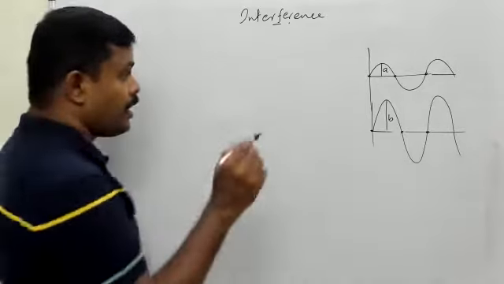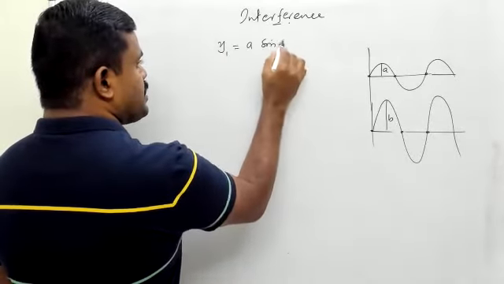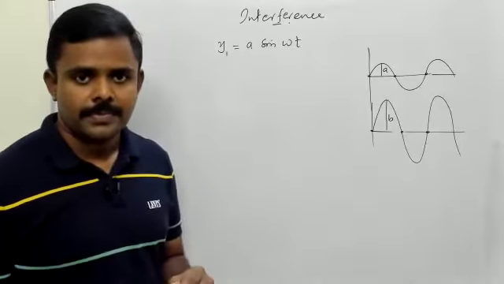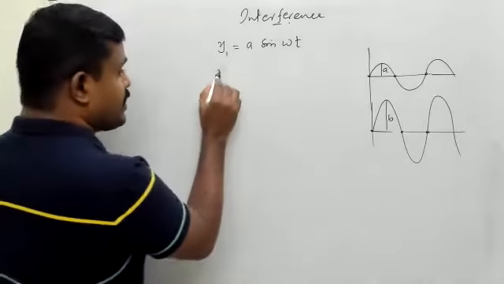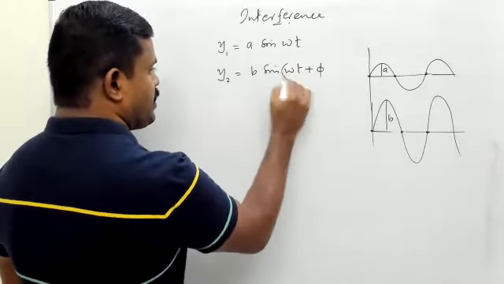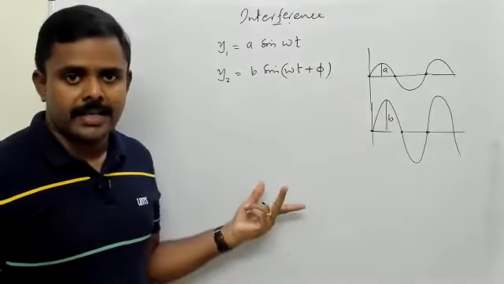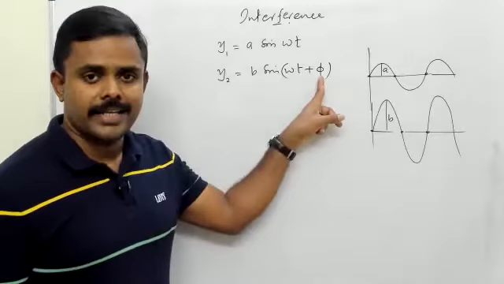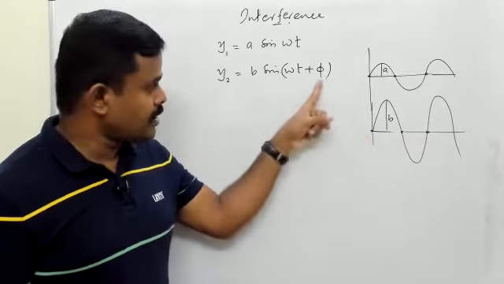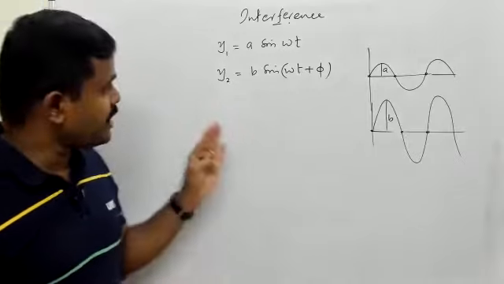And I have two waves here. The first wave is Y1 equals A sine omega t. And the second wave is Y2 equals B sine (omega t plus phi). I've taken two waves here and they differ in phase. As a general case, I should take this, right? Here I've taken phi equal to 0, so they are starting together. If phi is written, that means the second wave is starting a little later. Anyway, let's come back to that later.